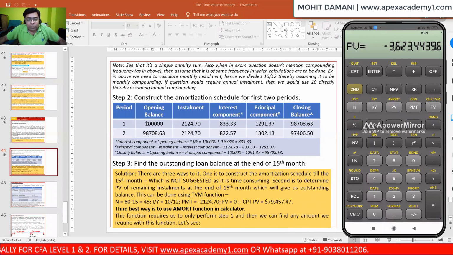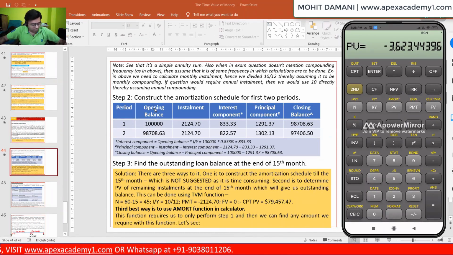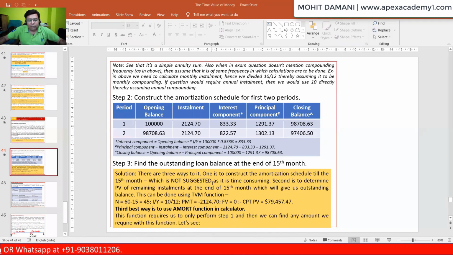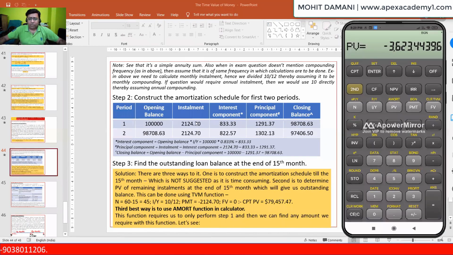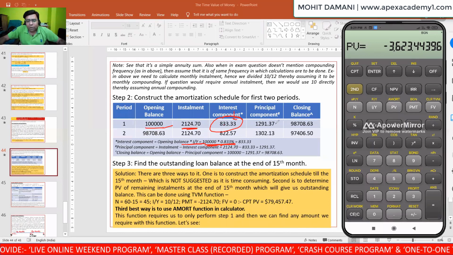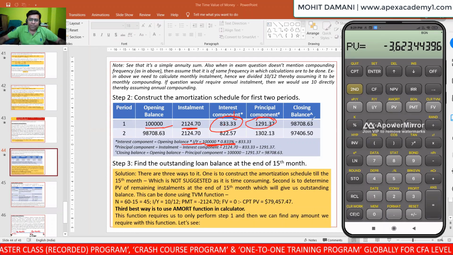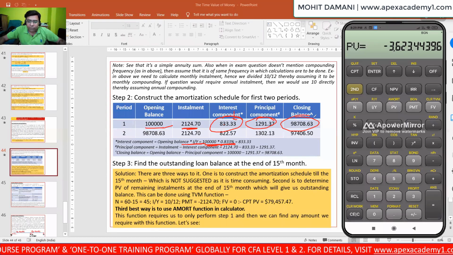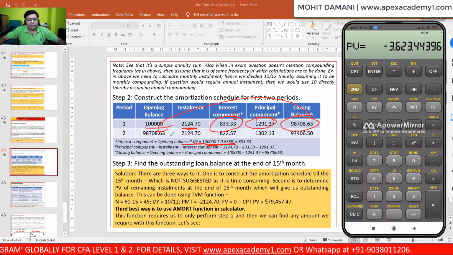In this first amortization table, the opening balance was $100,000. If this was the installment amount, this is the interest component. How has it been calculated? Using the monthly rate, the 1 month interest on $100,000. This is the interest, and if the total amount is 2124.70, automatically the balance is the principal. And this is the closing balance for the first month, which becomes my opening balance for the second month.